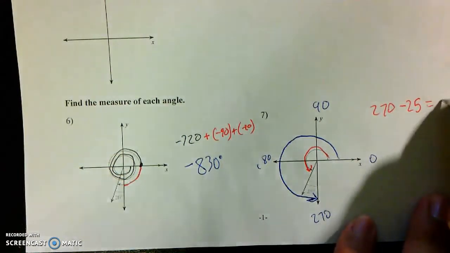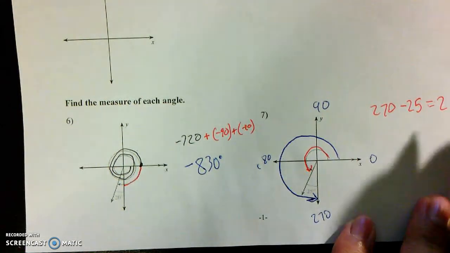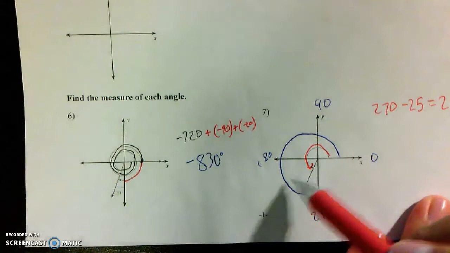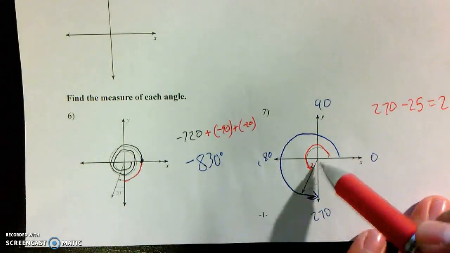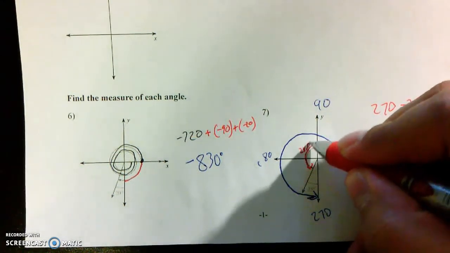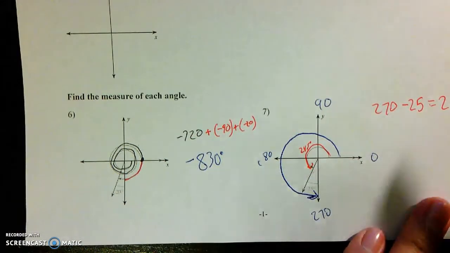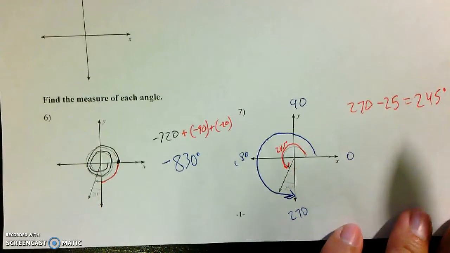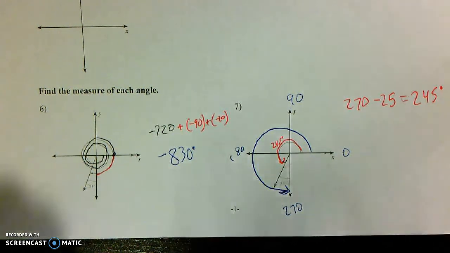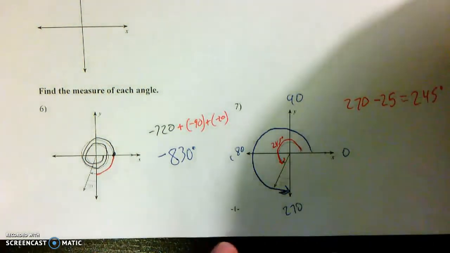And that's going to be 245, which is still going to be in quadrant 3. So this angle right here, this angle in the red, is 245 degrees. So that's all you're doing there. On the back, let's see what else we got.